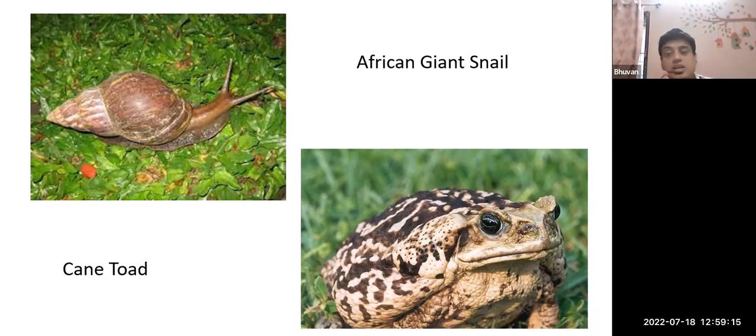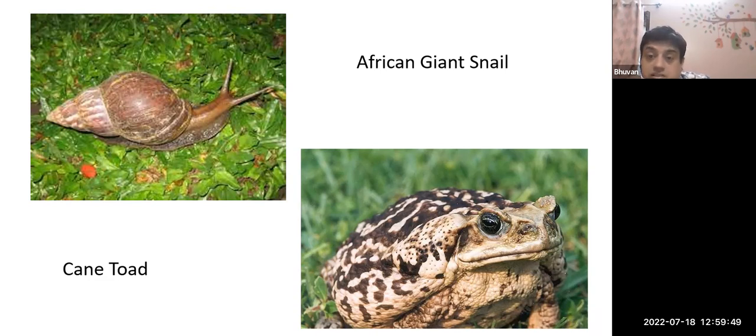Next is the cane toad. As you can see on the screen, this toad was introduced into Australia, and now it has become a real problem for Australian ecology. This toad was introduced there for killing the agricultural pests present in the sugarcane fields. But now it has spread all across Australia, and basically it is a poisonous species. So it doesn't have any kind of natural predators.